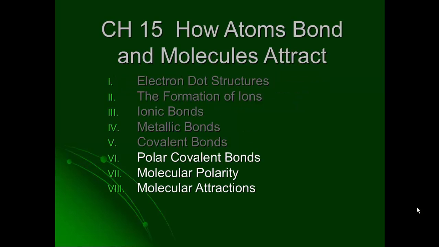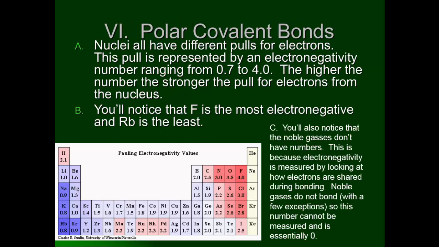In this section, we'll look at a subset of covalent bonds called polar covalent bonds, and then we'll look at molecular polarity and molecular attractions. So when you have covalent bonding, you have two different kinds of nonmetals, and they will share the electrons that they're bonding with, but they kind of share at times the way an older brother might share candy with a younger brother. You end up with some uneven sharing taking place.